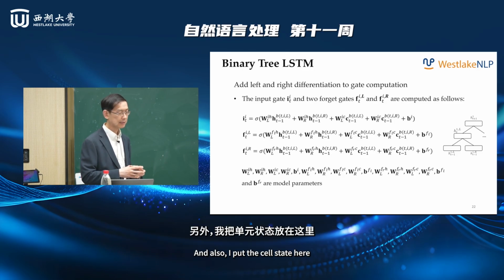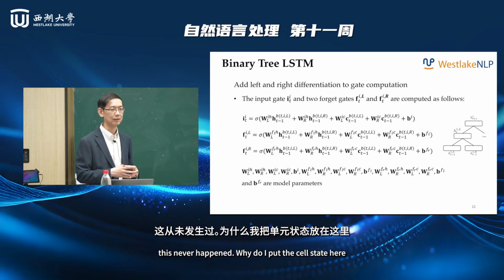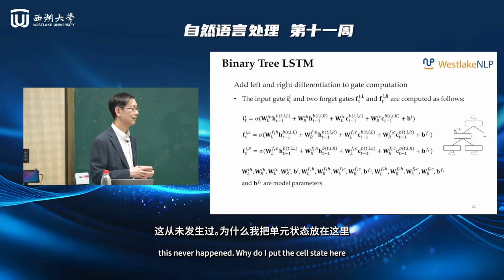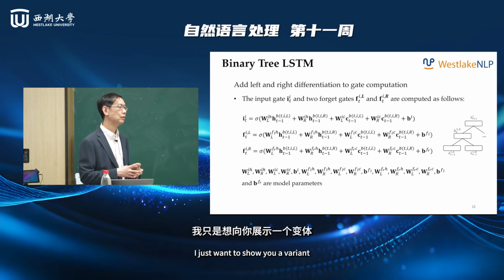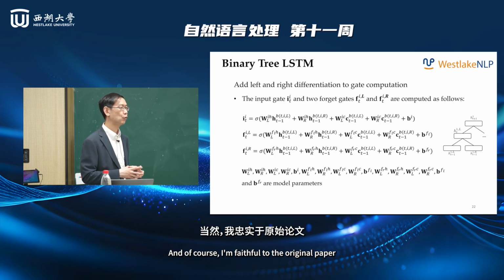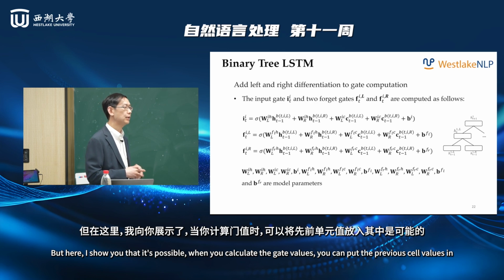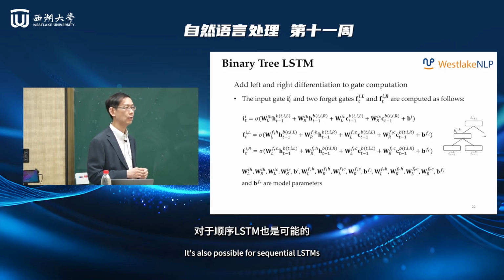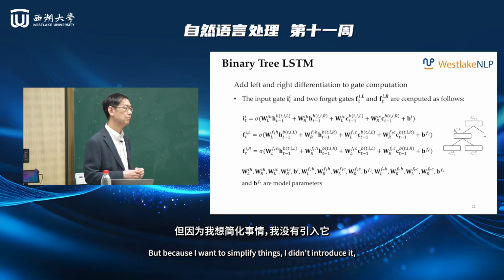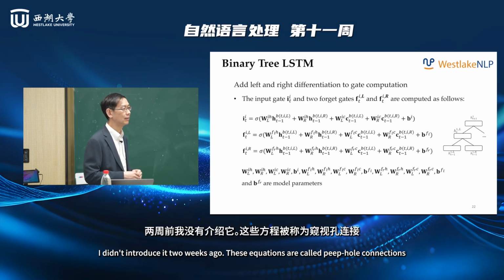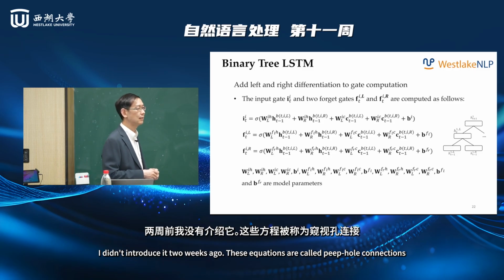And also I put the cell state here. Why do I put the cell state here? I just want to show you a variance. Of course, I'm faithful to the original paper, but here I show you that it's possible. When you calculate the gate values, you can put the previous cell values in. It's also possible for sequential LSTMs, but because I want to simplify things, I didn't introduce it 2 weeks ago. And these equations are called peephole connections.